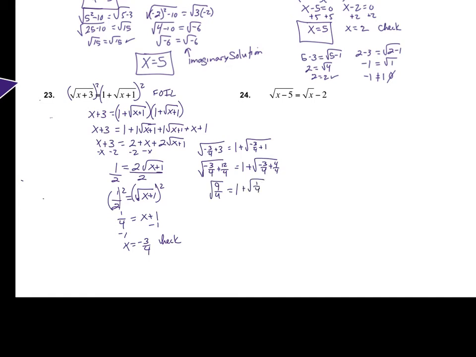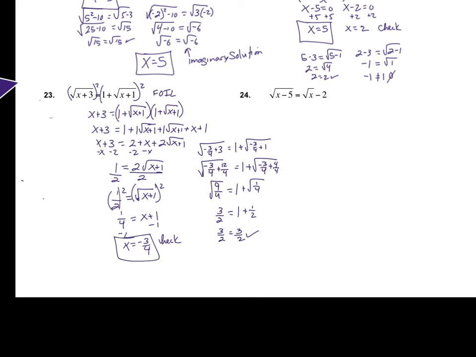So when you work this out, you get the square root of 9/4, which is 3/2, equals 1 plus 1/2. So both sides check out. x equals negative 3/4.